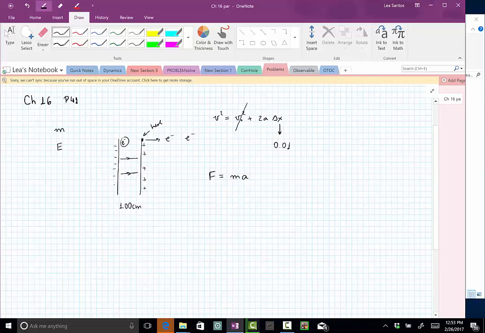Well, they gave us the electric field. So I can find this force using the value of the charge of the electron multiplied by this electric field. Here I'm just playing with magnitudes, no signs, equals ma. So we can find a. Once we have the acceleration, we can then find v.